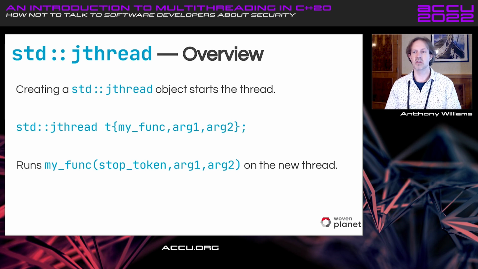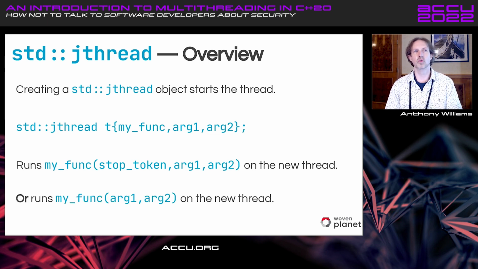So how do we use our JThread? Well, when you create your JThread object, that starts the thread. And you give it a function or callable to run and some arguments. And it will run your function with the arguments, and also as a first argument, it will give you a stop token. So it is directly integrated with our cancellation mechanism. So if you run a background thread, you have a stop token that is just given to you there by the JThread, so you can use it for checking to see whether you've been interrupted or not.